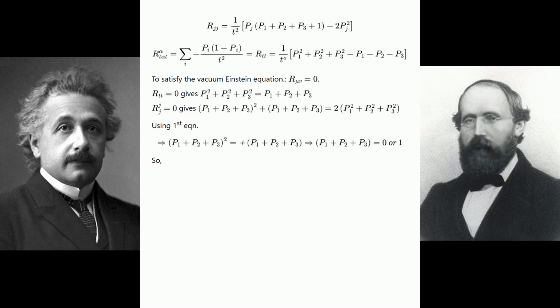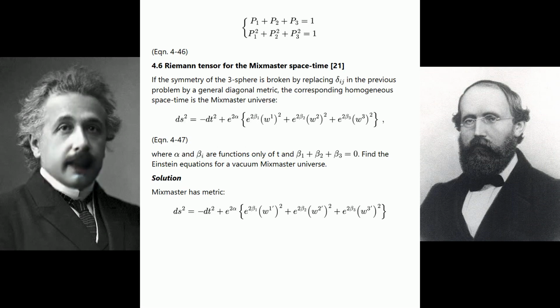R_j^j equals 0 gives (p1 plus p2 plus p3) squared plus (p1 plus p2 plus p3) equals 2 times (p1 squared plus p2 squared plus p3 squared), using the first equation. See the equation shown. So, equation 4-46.